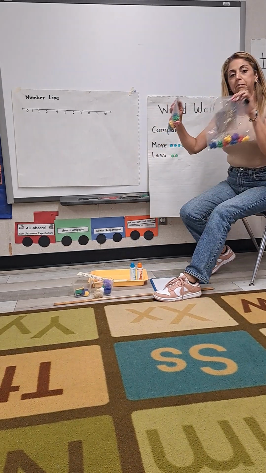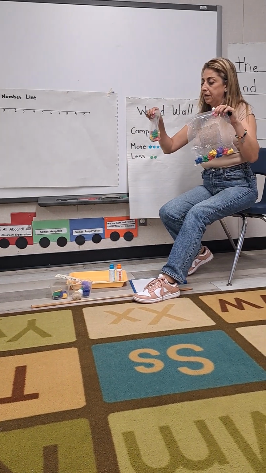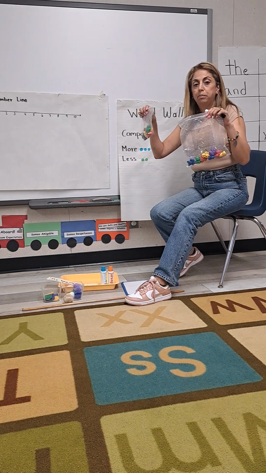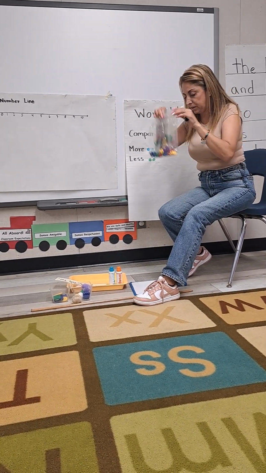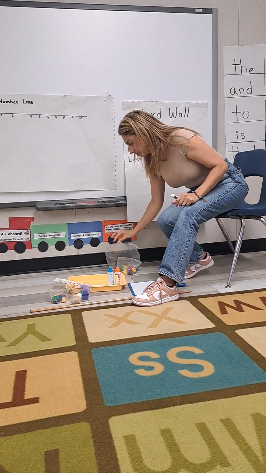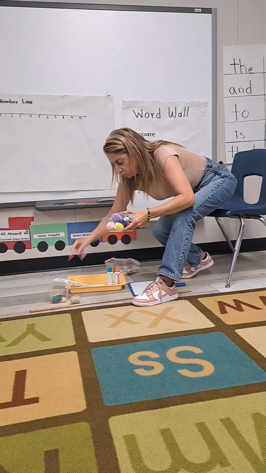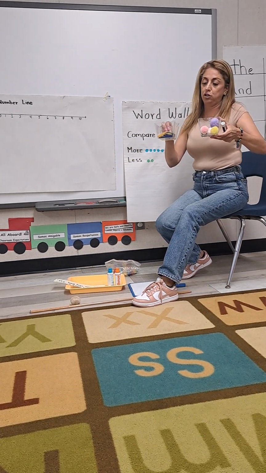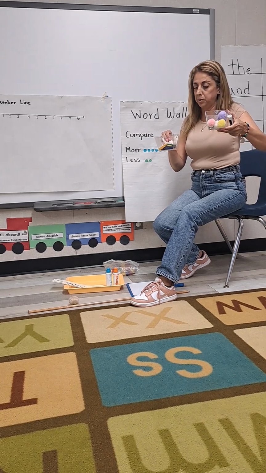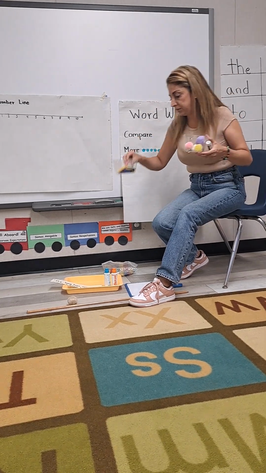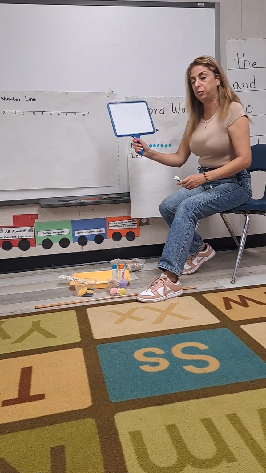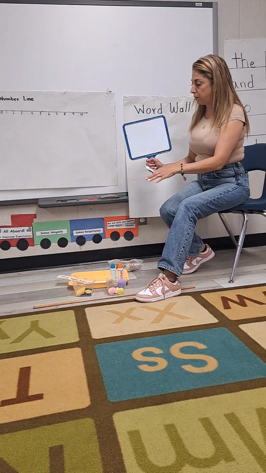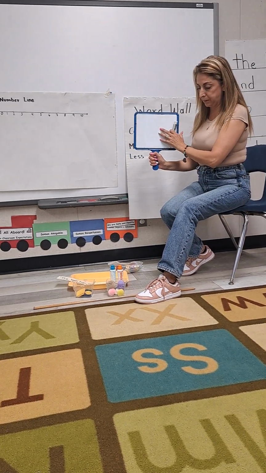You're gonna need one plastic bag with bears, and in the plastic bag I put less than 10 bears, with different amounts of bears. Then 2 containers that each have items. I put pom-poms in one and buttons in the other one. And a dry erase board to count and then show students the number.